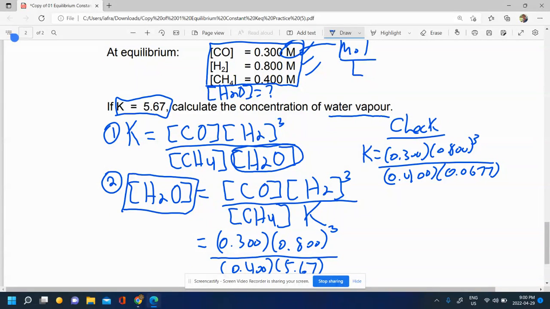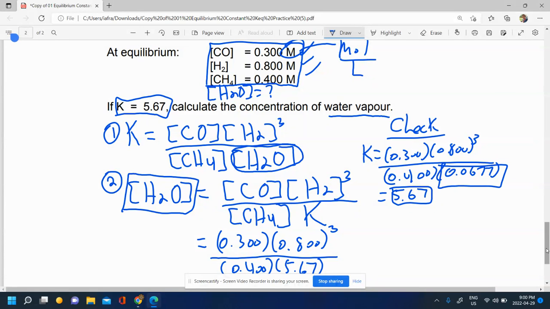0.0677. So let's put that in our calculator and see what we get. When I do that, I get 5.67 again. So that means I did the right job. I put all the numbers where they should be, and I got the correct value for my concentration of H2O at equilibrium.